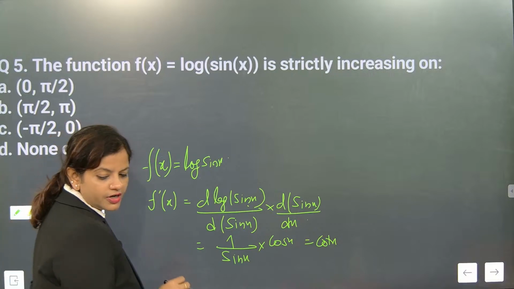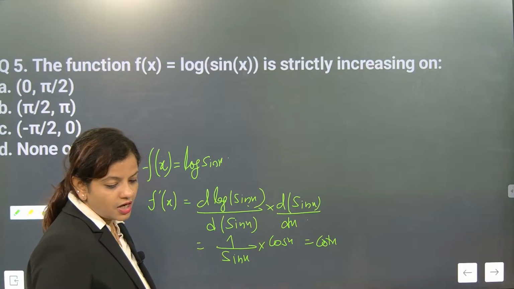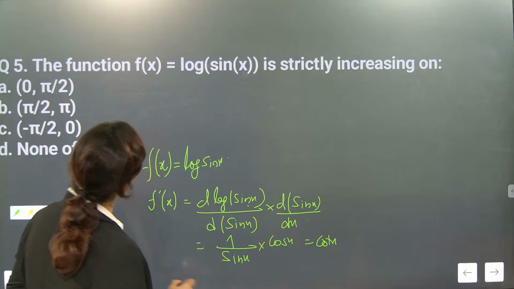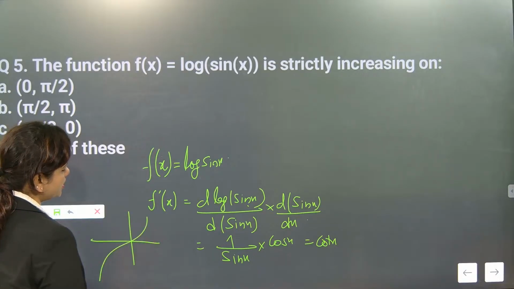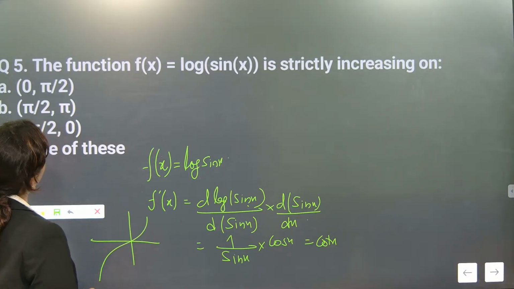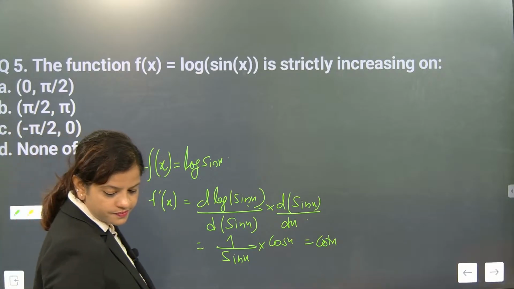Got it? So cot x is there. So once you have written cot x, now you need to check where cot x is strictly increasing, because they're asking it's strictly increasing. So where will the cot x graph be strictly increasing? Between 0 to pi by 2, because this is tan, sorry, this is tan, cot x is different.